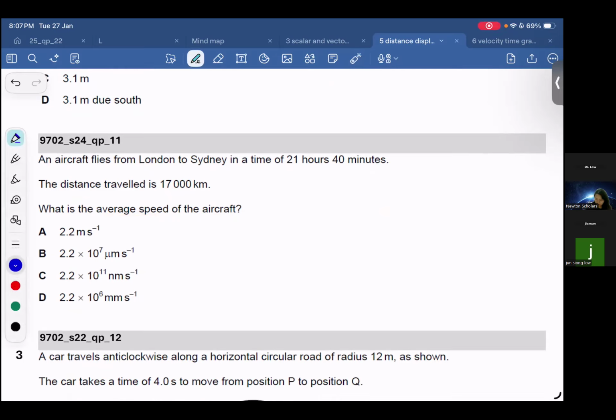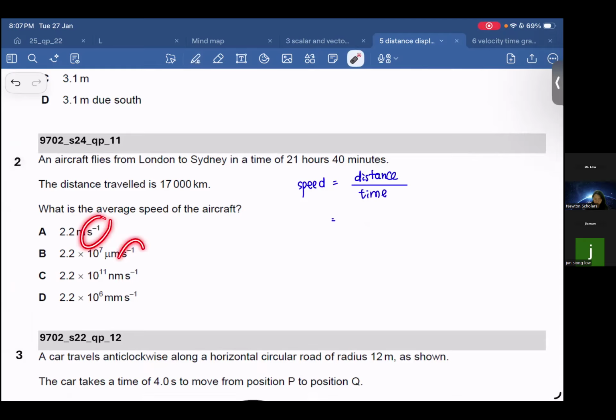Okay, dear, average speed. Speed is actually the distance divided by time. I don't care how you move, just tell me your total path. So your distance here is 17,000 kilometers. You have to convert it into meters, divided by the time. You see all the answers here are per second, so you have to convert the time into seconds. And then you match here A, B, C, D. Which one is your correct answer?